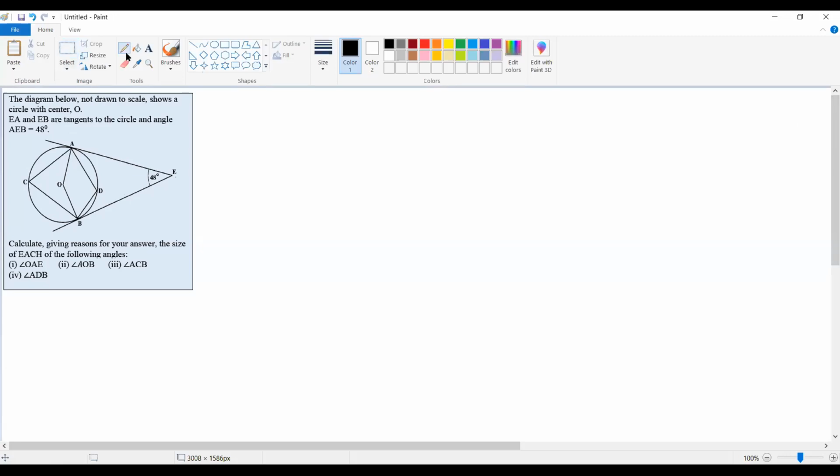So angles on the outside are half of the, or double. What would be double of E? So the first one, OAE. Isn't O double of 48? No. Half of 48? No. Quintuple of 48? No.